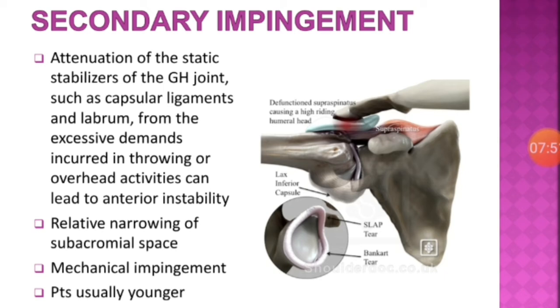So basically, this is a mechanical impingement due to the loss of stabilizing function of the rotator cuff muscle, which leads to abnormal superior translation of the humeral head. And due to this abnormal superior translation, there is reduced depression of the humeral head during throwing, and that is why there is less clearance, leading to a mechanical impingement of the rotator cuff on the coracoacromial arch. These patients are usually younger and involved in overhead athletic activities or overhead overuse activities.